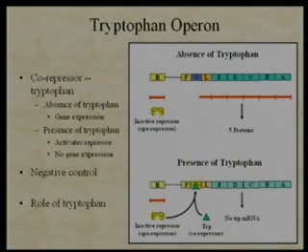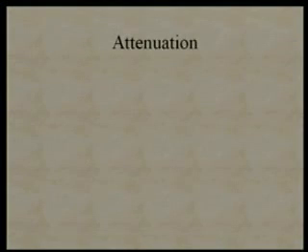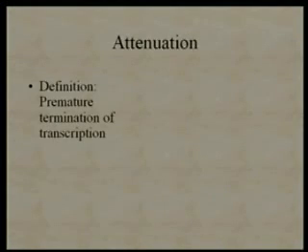And so, superimposed upon this type of regulation that we just described, there's another level of regulation by which the cell assesses whether or not it's got enough tryptophanyl tRNA around. And if it does, then it's not going to express these genes, even though there's no tryptophan around. Okay? That level of control is called attenuation. And attenuation is really nothing else but the premature termination of transcription. That's all attenuation means. Premature termination of transcription.